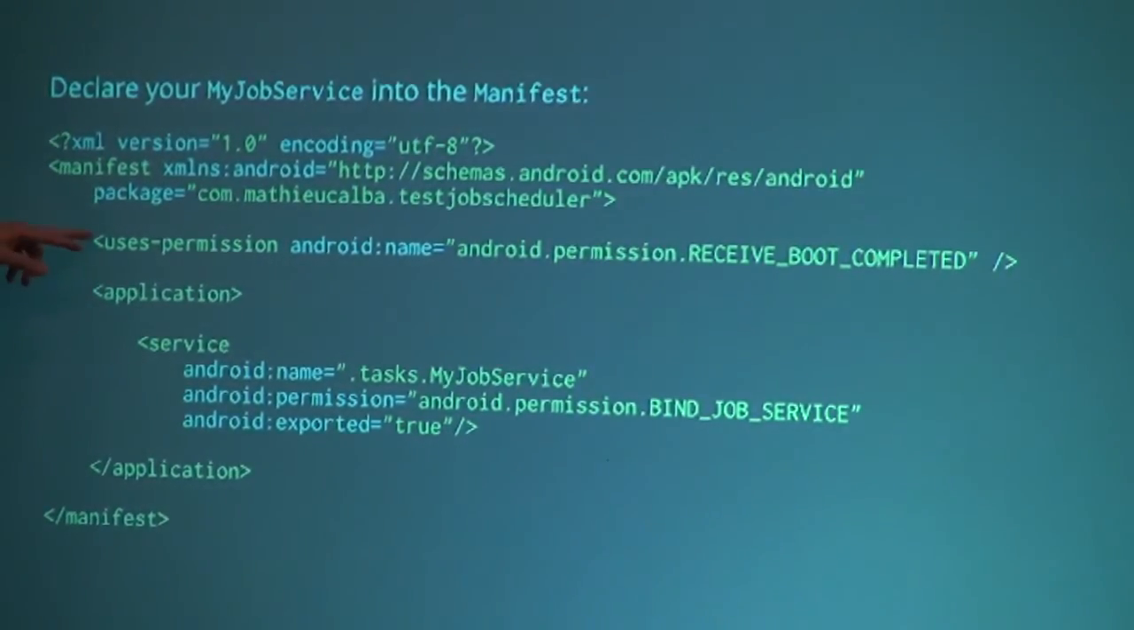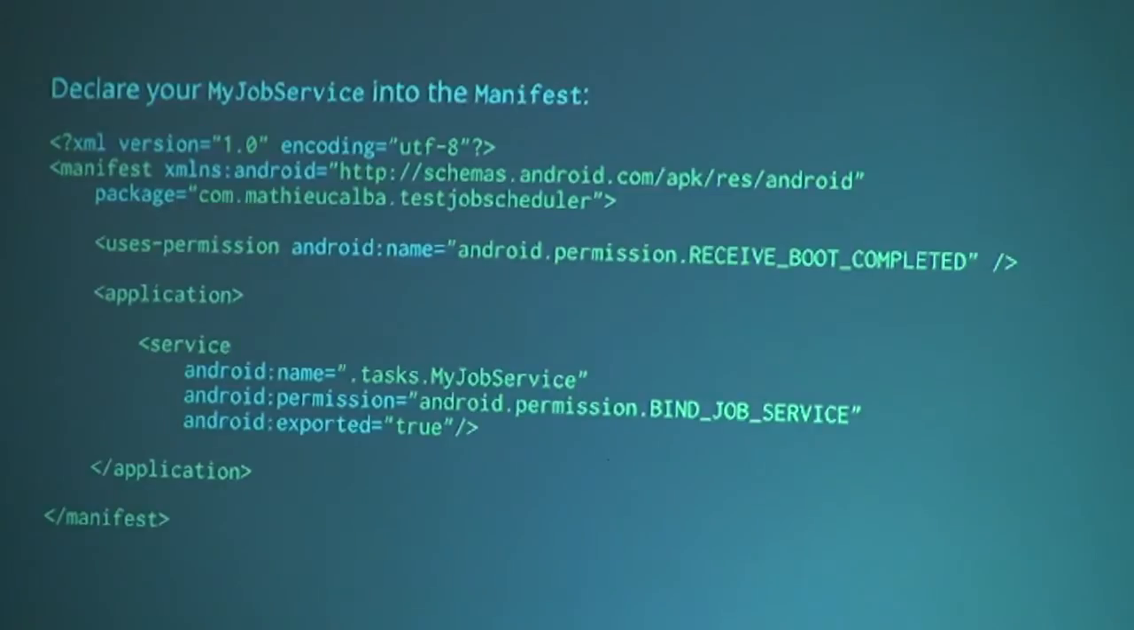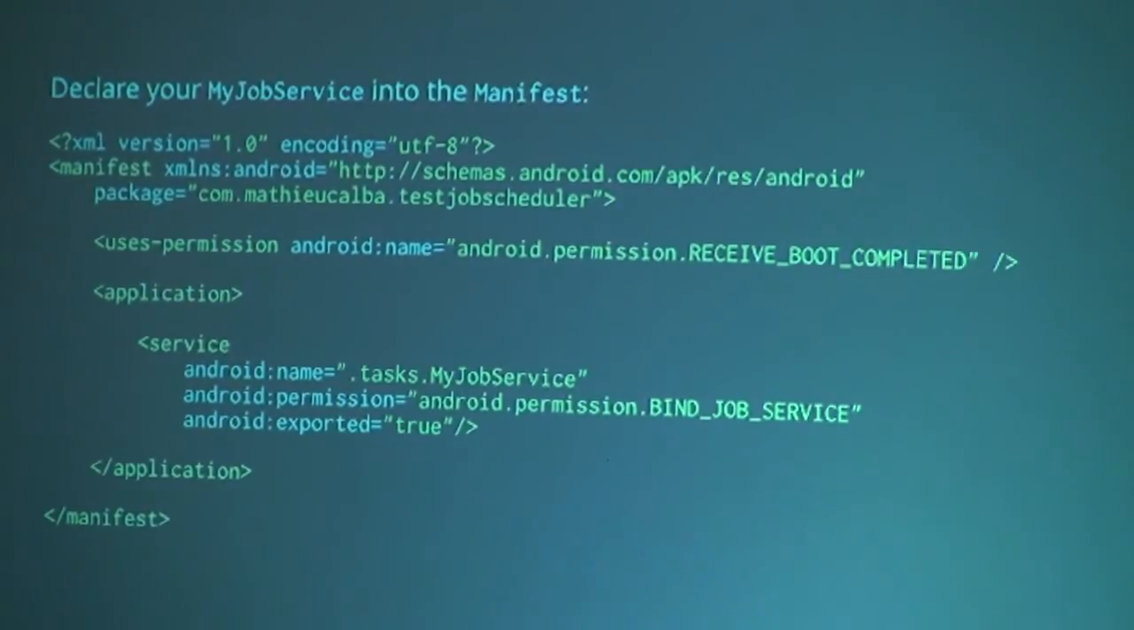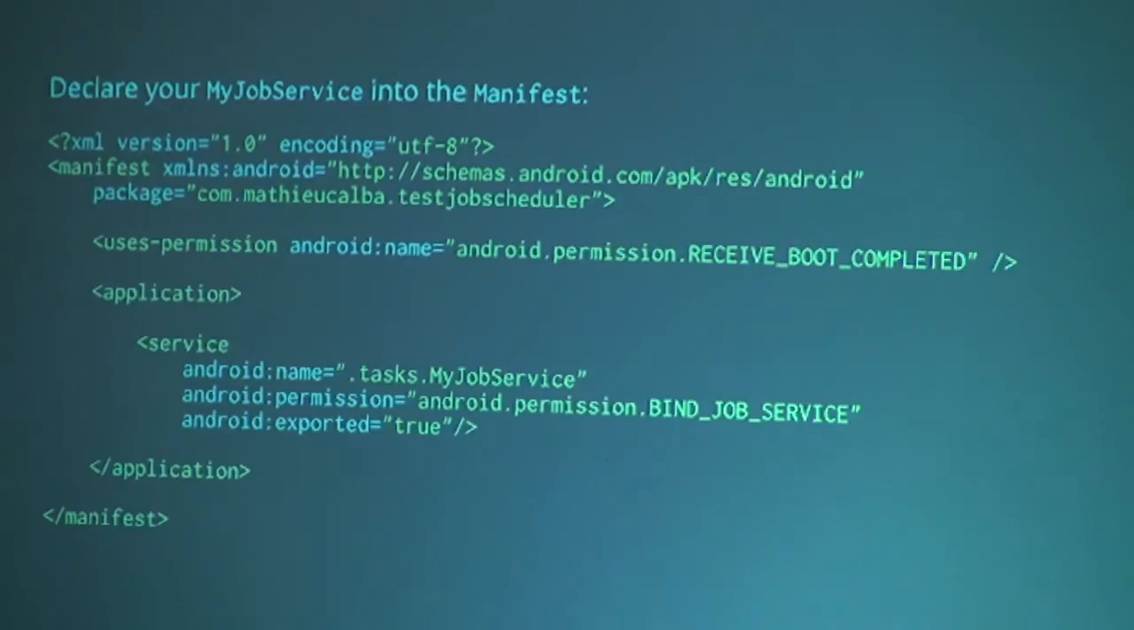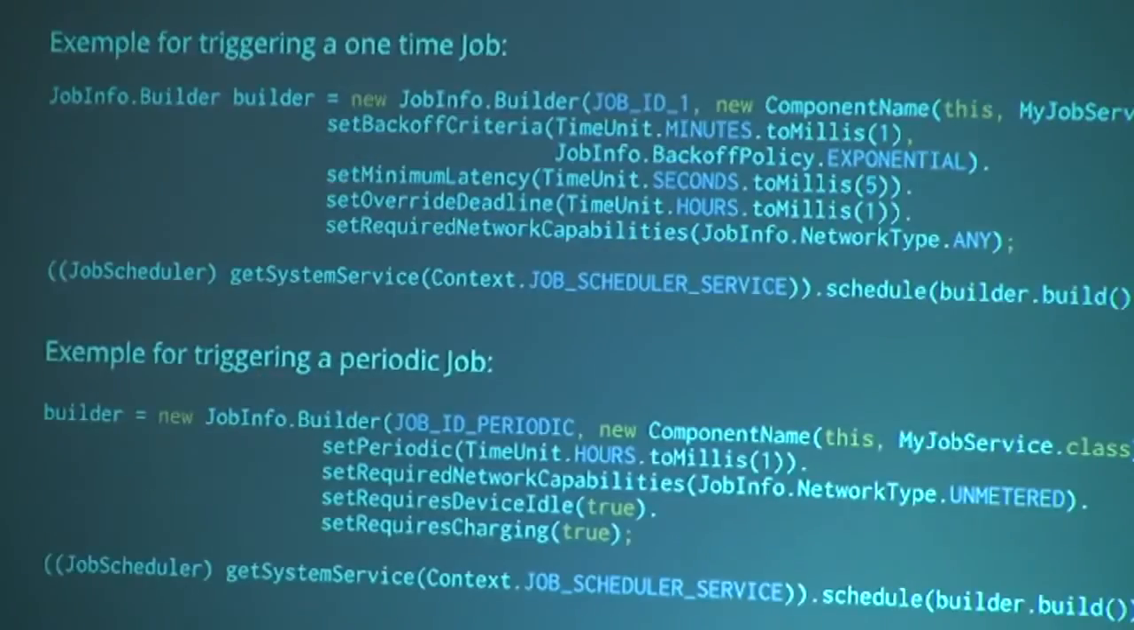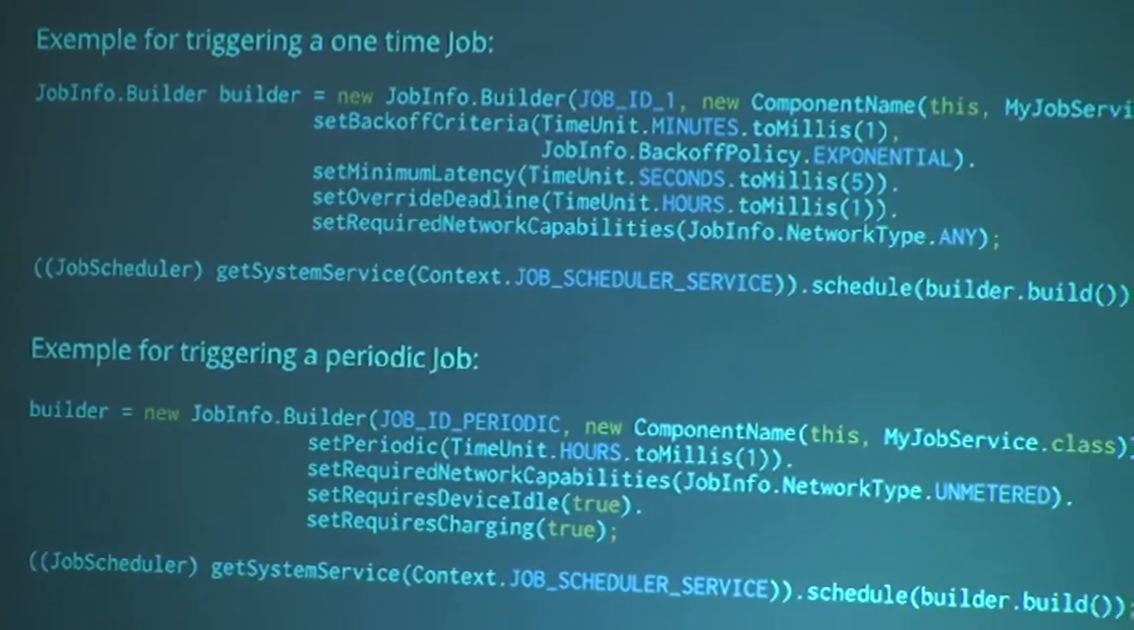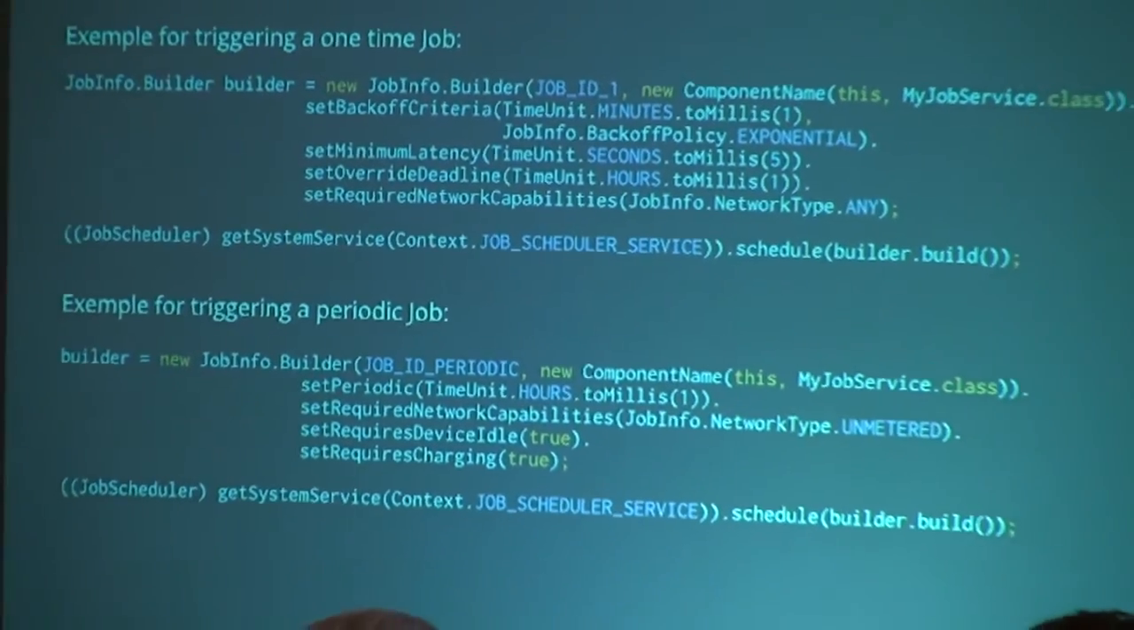And finally, we can use the RECEIVE_BOOT_COMPLETED permission on our application. This will allow the system to reschedule the different jobs after a reboot of the device. It will put the list of jobs in a cache, and then it will trigger the jobs once again when needed.